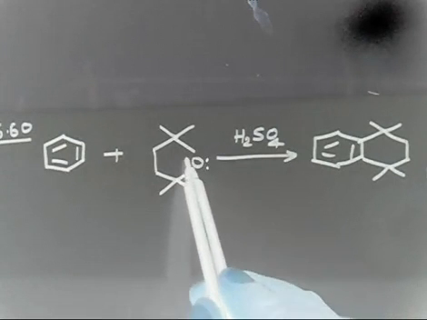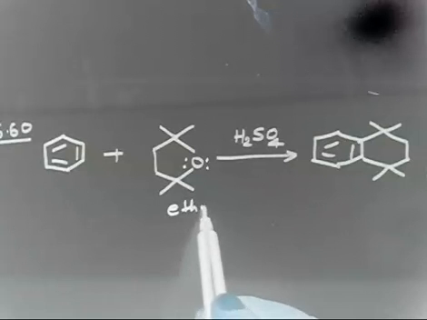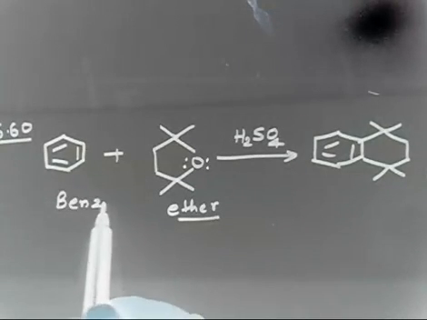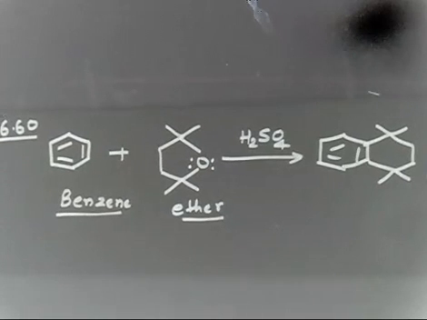O, oxygen that is attached to two alkyl groups. So this is an ether. So ether you have, and here you have a benzene. So benzene is reacting with ether. So you have to give me the product in this case. Product is given to you, you have to give me the mechanism. So what is the mechanism for this reaction?